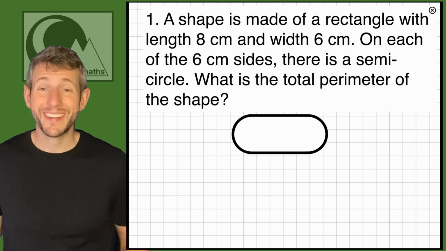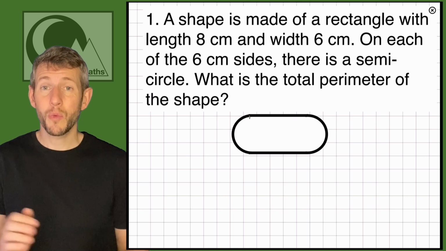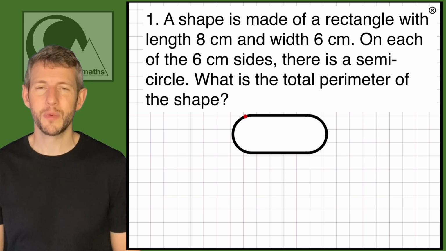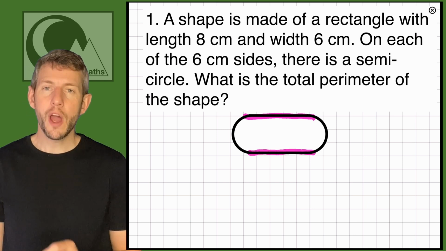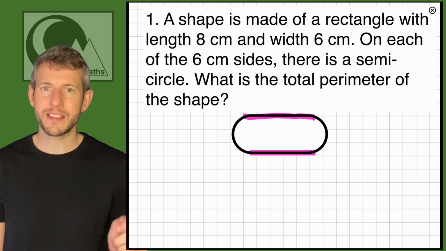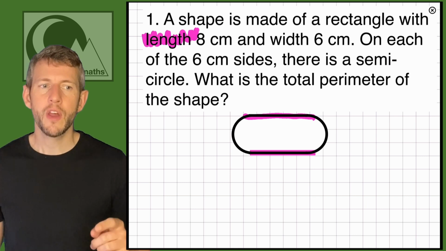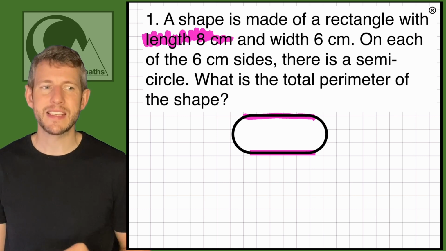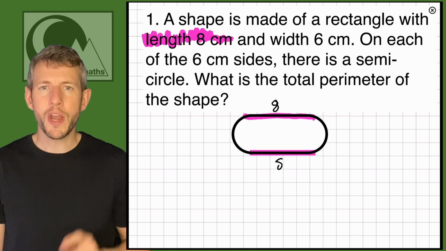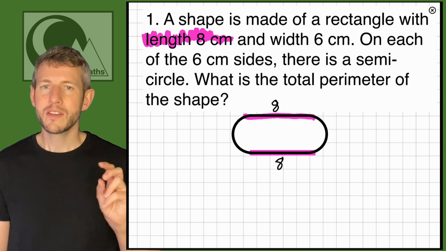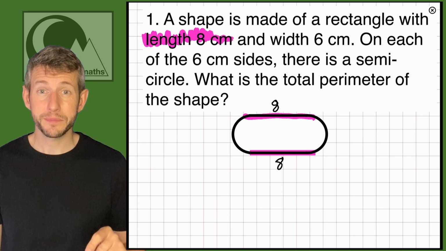Okay, so first things first, what we need to do is highlight all the lines that we're going to want to work out. So we know we're going to want to know the length of these 2 straight lines, and we can actually identify them already from the question. We know that the length of those lines is 8 centimetres. So I'm just going to put an 8 by both of those. So 8 at the top and 8 at the bottom. So they are going to be part of our perimeter.